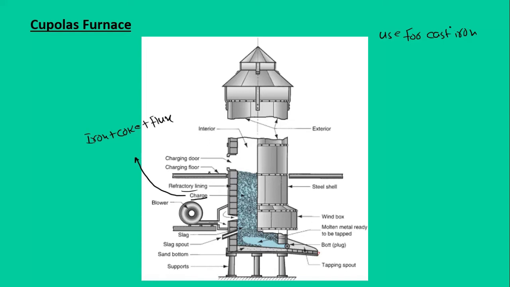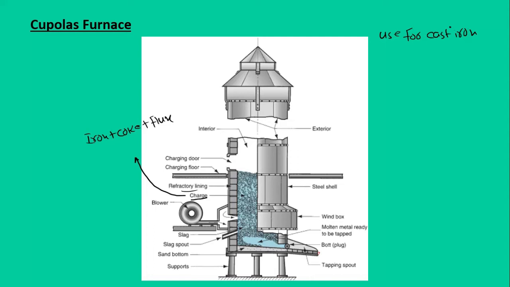Then with the charging, we have a blower to supply the fresh air for supporting the combustion process. We have a tapping spout to take out the molten metal, and we have the slag spout from where we remove the slag. So what is the charge?